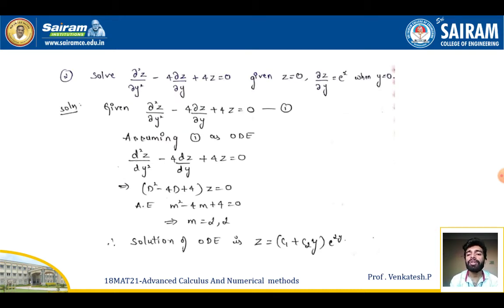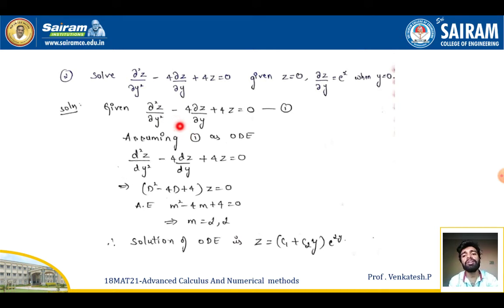One more example: solve ∂²z/∂y² minus 4 ∂z/∂y plus 4z is equal to 0. So given z is equal to 0 and ∂z/∂y is equal to e^x when y is equal to 0. The given equation is with respect to the independent variable y. So we'll see how to solve this.